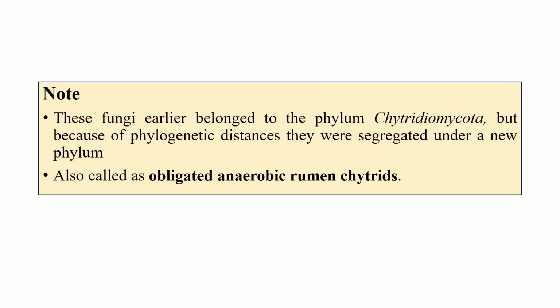A very important point is that Neocallimastix was previously classified under Chytridiomycota, but their phylogenetic distances separated them from that phylum, and a new phylum was erected called Neocallimastigomycota. And as we mentioned, they are strictly obligate anaerobic rumen chytrids, which means obligate: they strictly require a living host; anaerobe: no oxygen required; rumen chytrid: grows in the stomach of herbivores.